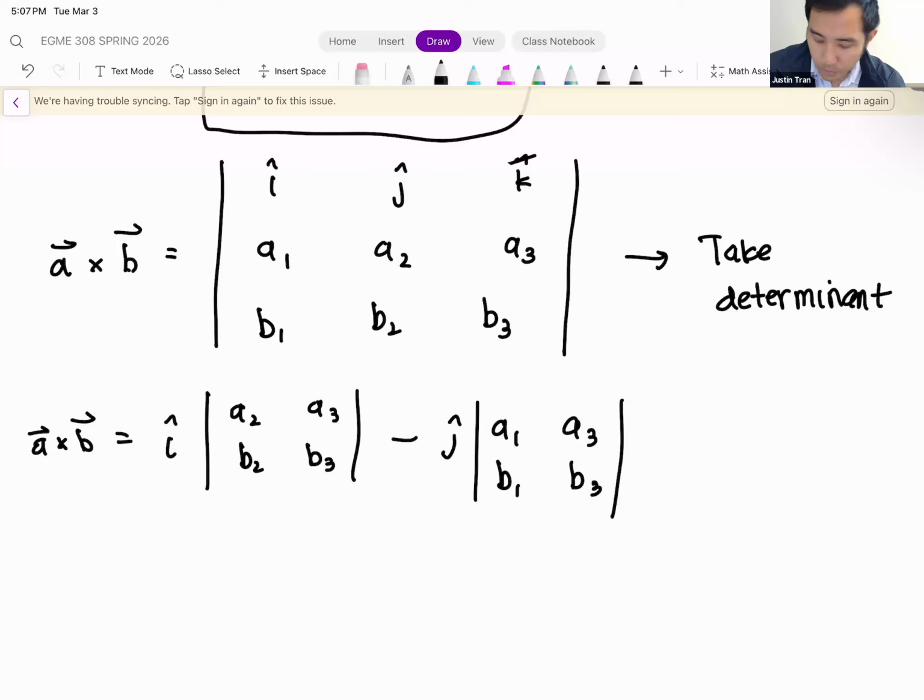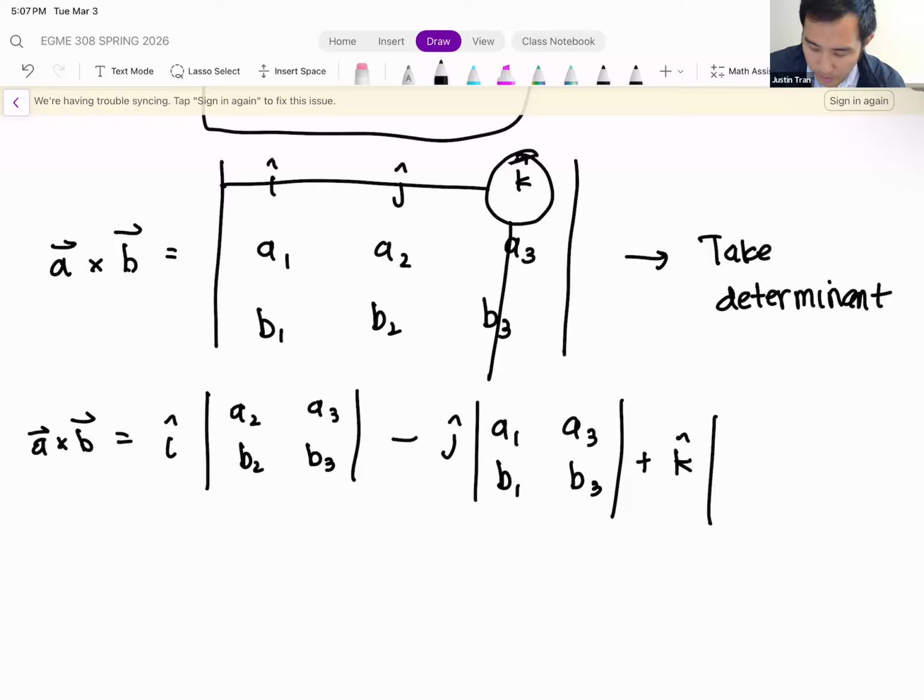And then the last term, we do the same thing for k hat. We circle k hat, cross out everything in the same row and the same column, plus k hat times the determinant of A1, A2, B1, B2.